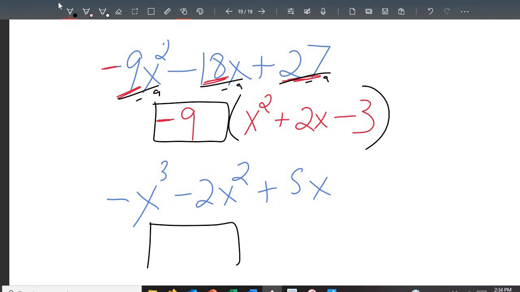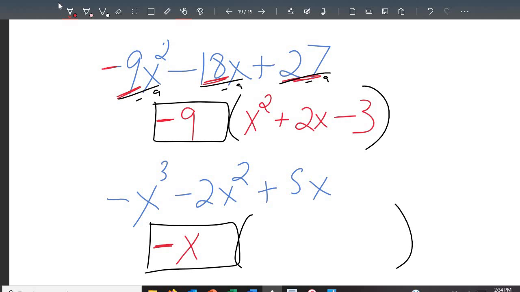Like this last one, it's definitely got a negative in front, so it's a negative GCF. They all have x's, so I definitely have an x as part of my GCF, and it's going to be x with the smallest exponent. Notice there's no number that can divide into the 1, the 2, and the 5, so the GCF in this one is just negative x.